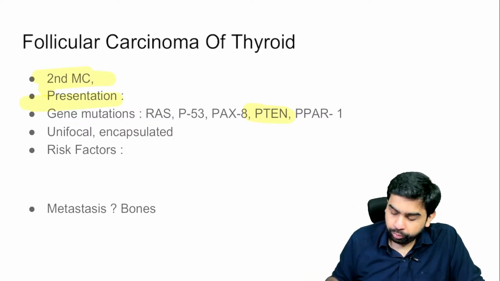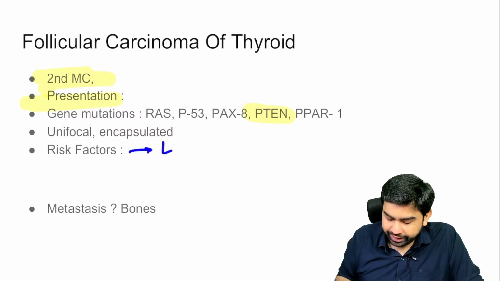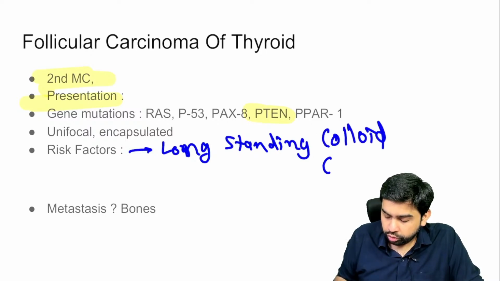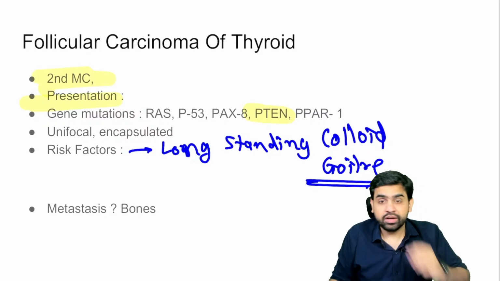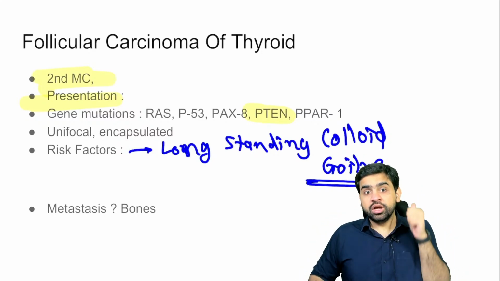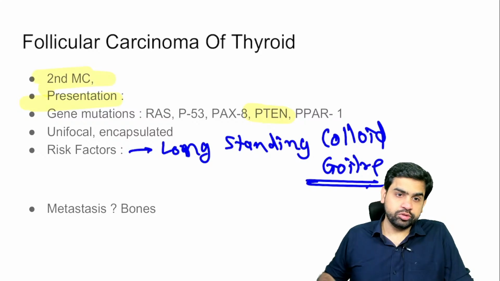Okay, now risk factor is something which is important. So what is the risk factor for this? A long-standing colloid goiter. Okay, I hope you've understood this particular point. The risk factor for this particular tumor is a long-standing colloid goiter. Long-standing colloid goiter is a risk factor for this follicular carcinoma thyroid.